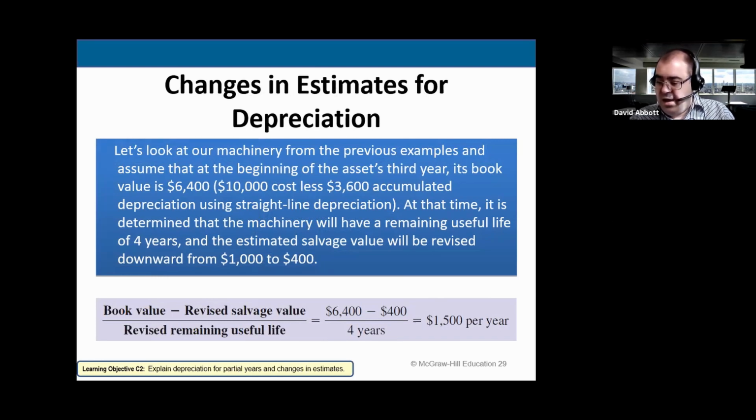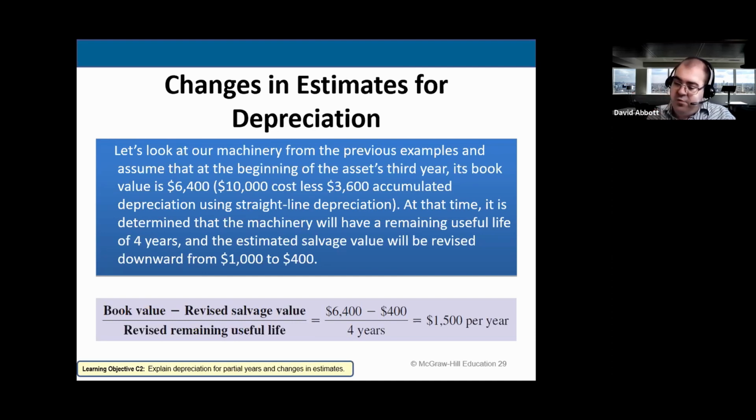Assume that at the beginning of its third year, the estimated number of years remaining in its useful life changes from 3 to 4 years, and its estimate of salvage value changes from $1,000 to $400. Straight line depreciation for each of the 4 remaining years is computed as shown above.